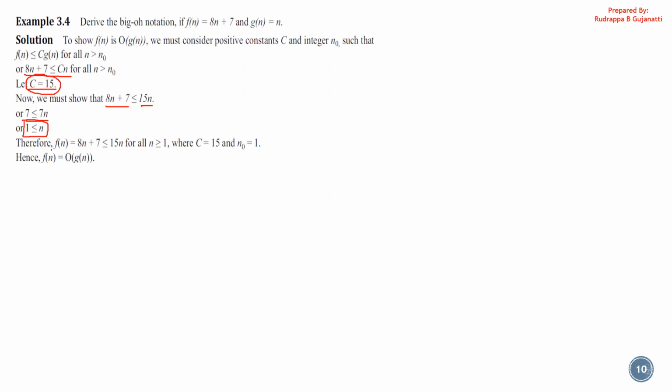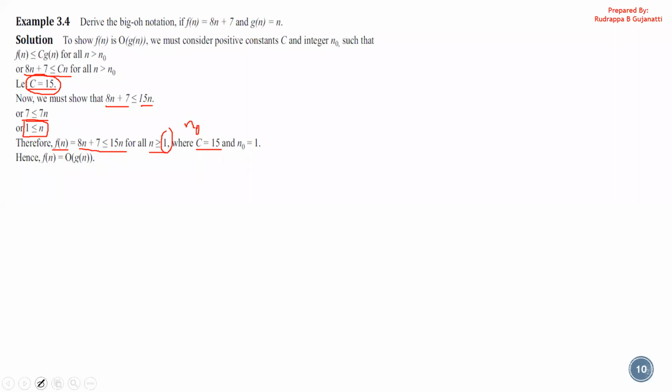So if that is the case, what we have is f of n is satisfying this condition when c is 15 and n is greater equal to 1. So in this case, this value is nothing but n naught.